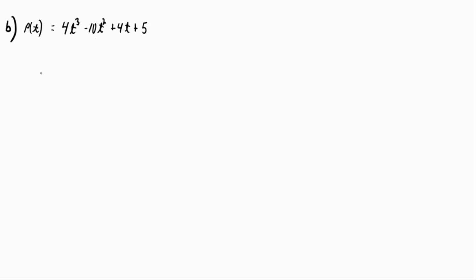Okay, let's try another one. What would be the factors in this one? P of x equals 4t cubed minus 10t squared plus 4t plus 5. What would be the factors of the constant?